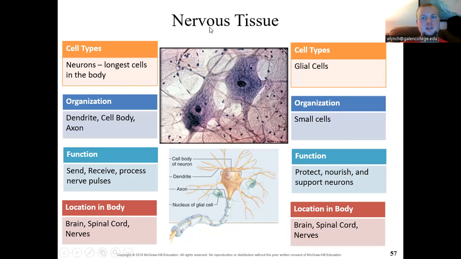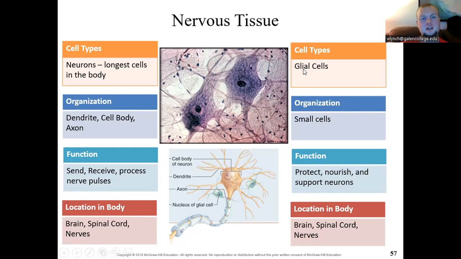All right, and our nervous tissue recap. Final slide here. For our nervous tissue, remember, we have two types. We have neurons and we have glial cells. Neurons have a cell body, central portion with a nucleus. They have dendrites, little spines projecting from that cell body, and they have an axon, which extends for a long distance to its target. Functionality is to send, receive, and process electrical signals and nerve impulses.